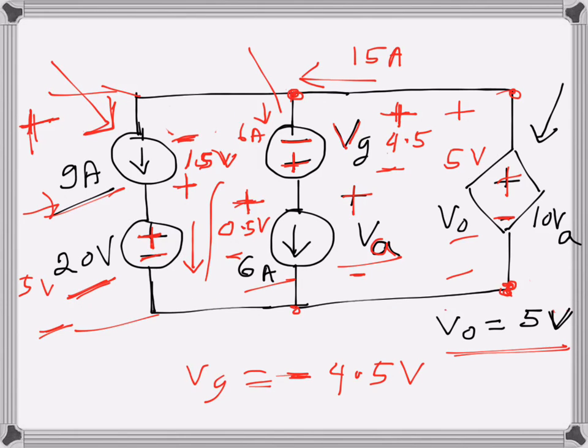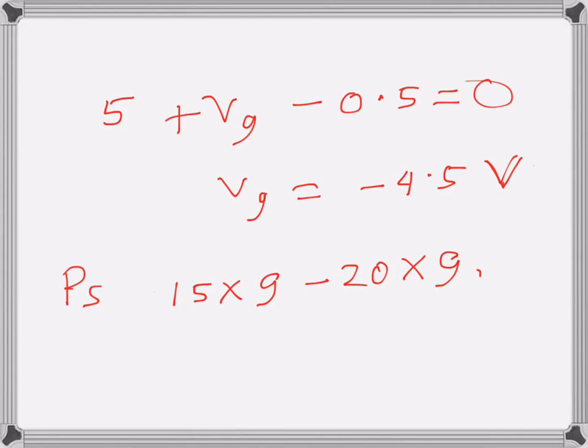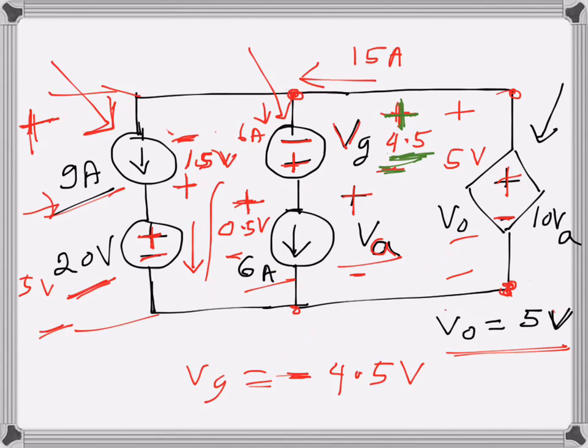Then I come to this source, which is VG, which is 4.5. I identified that earlier, so maybe this is 4.5 here, and the current is downwards and the voltage drop is in this direction. So this is also dissipating power, because in the direction of current there is a voltage drop. So that's minus 4.5 times 6, that is also a dissipated power.